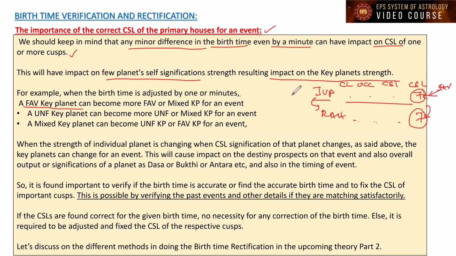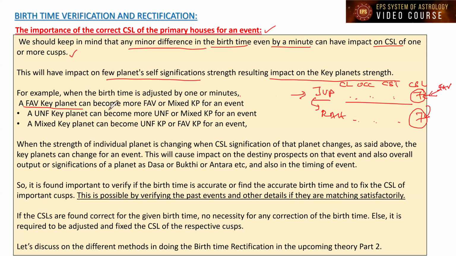Suppose Jupiter is a favorable key planet being the seventh sublord and CLOC, CST are also supportive. If the time is adjusted and Jupiter is no longer holding the seventh sublord, but another planet gets the seventh sublord or any other cuspal sublord of favorable houses by the adjustment of time, then its favorable strength is increased.